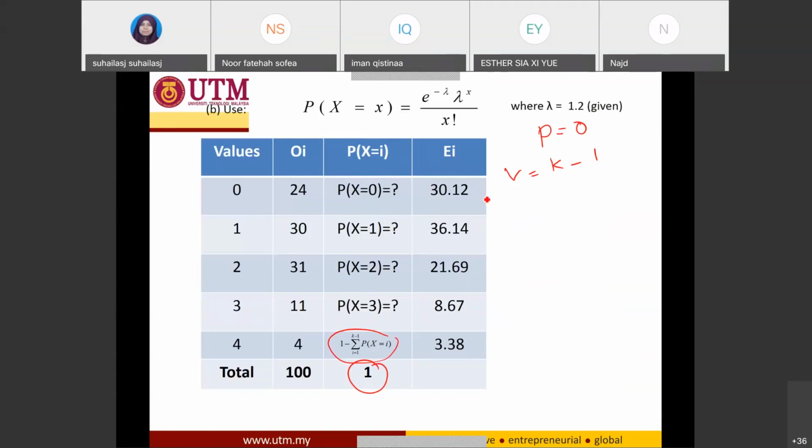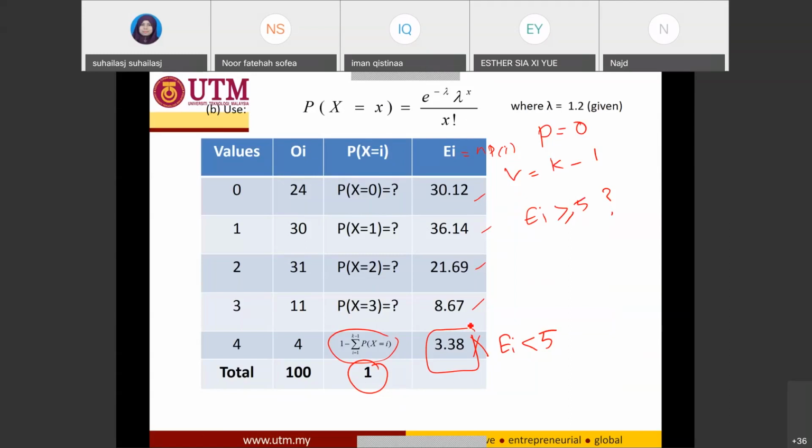Then we proceed. Compute EI. EI is just N times your probability, so 100 observations times your probability. We check whether EI is greater than 5 or not. Check whether this one is greater than or equal to 5 or not. The last category, your EI is less than 5 because we have 3.38. Rule of thumb, EI must be greater than or equal to 5. So what happens when your EI is less than 5? What we need to do is combine categories, combine to the nearest cell or the nearest category.